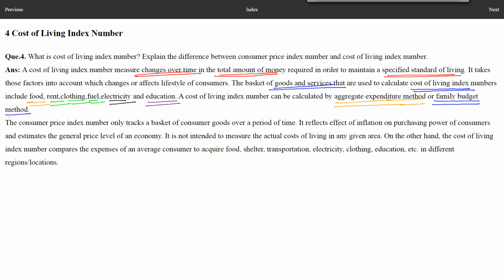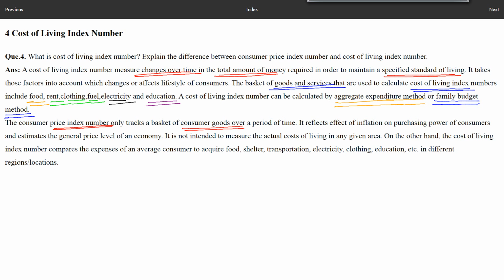Soon we are going to see numerical examples on both of these methods, that is aggregate expenditure method and family budget method. The consumer price index number only tracks a basket of consumer goods over a period of time. So it is basically measurement or tracking of prices of consumer goods over a period of time.